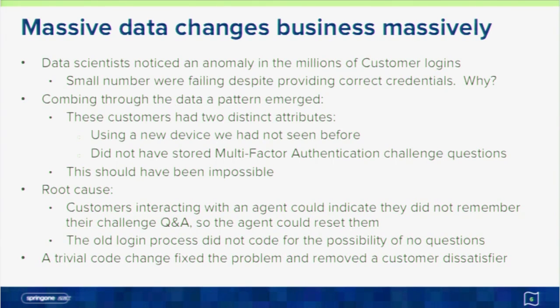All right, so our data scientists noticed an anomaly in the millions of customer logins that were being collected every day: a small number of logins were failing despite the consumer providing the correct credentials, right? That shouldn't happen. So they went back to these various data repositories that we had and started combing through that data, and they noticed two distinct attributes for these customers that fell into this very small bucket. The first was that these customers were using a device we'd not seen before. They were using a brand new browser, a new mobile device, or what have you, and we had never seen them interacting with us using that device.